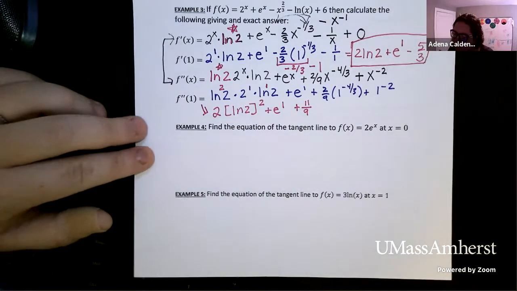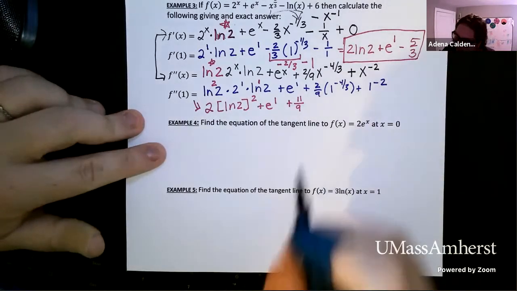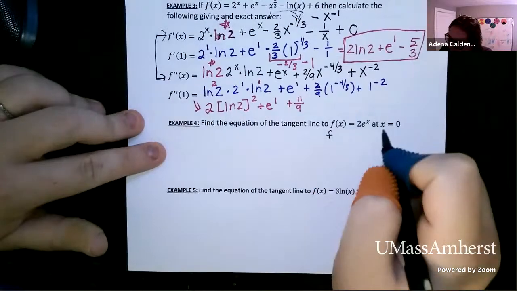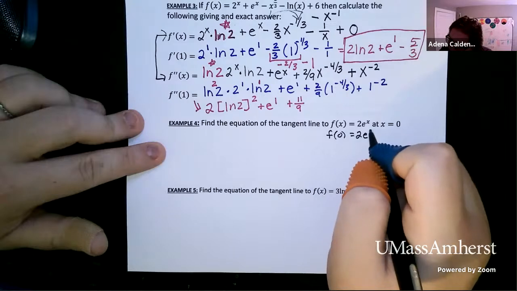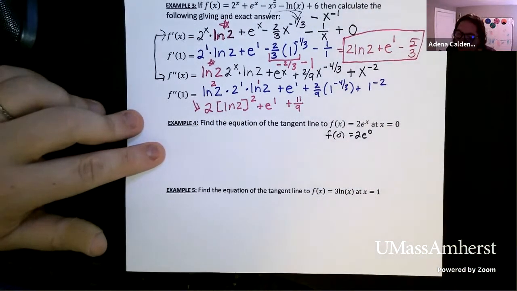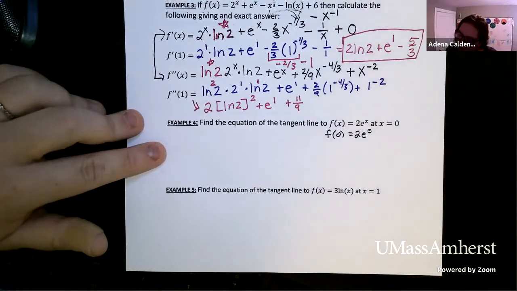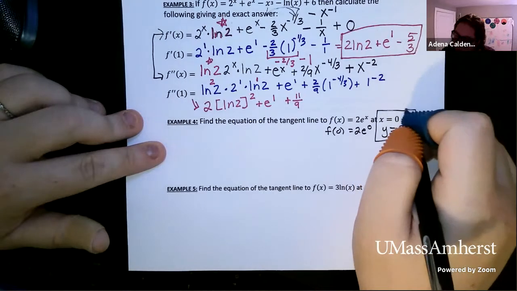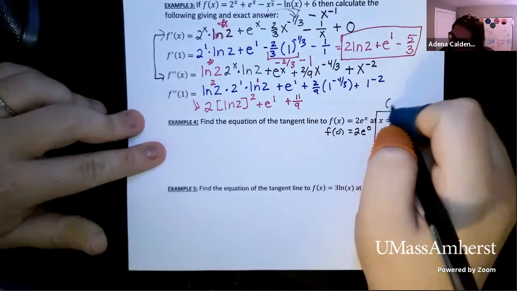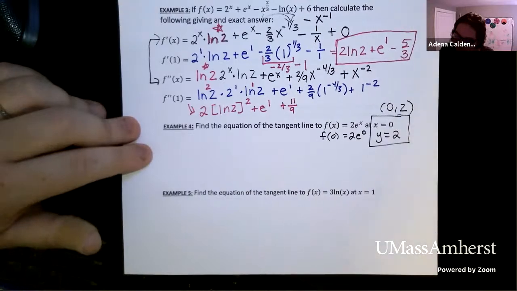All right, so let's look at the first one. So again, we need the point and the slope. It doesn't matter which one you compute first. So in order to get our point, we're going to take our 0 and plug it into the original function. Okay, so we have f of 0 equals 2e to the 0. E to the 0 is going to equal 1 because anything to the 0 power is 1. And 1 times 2 is 2. So when x equals 0, y equals 2. So that's our point. That's the point where the tangent line touches, and that's the point that's shared by the function and the tangent line.